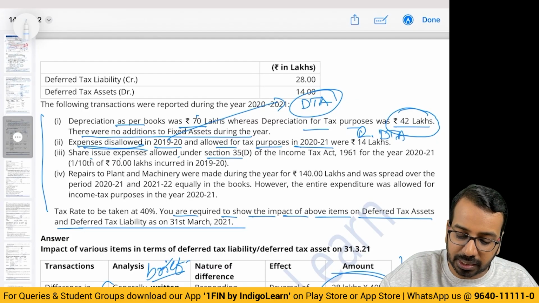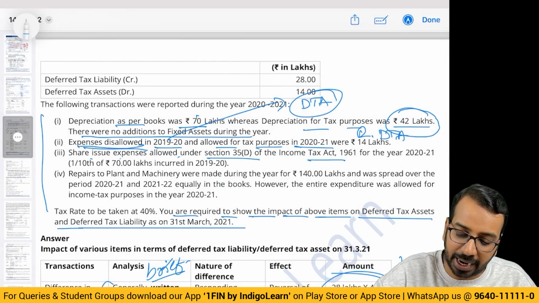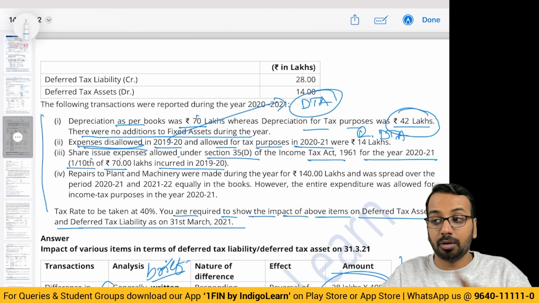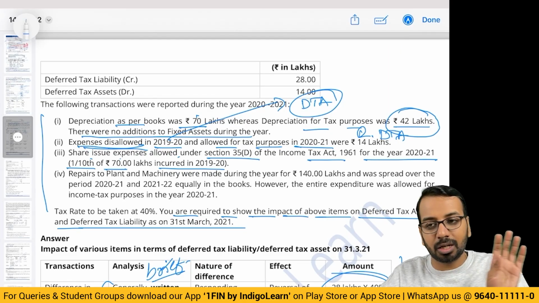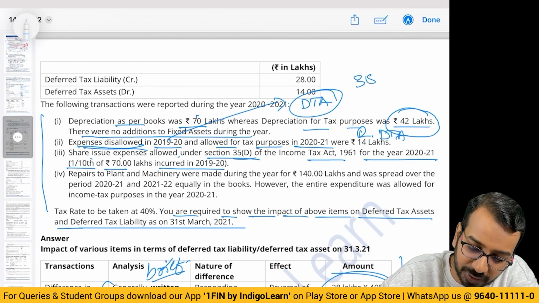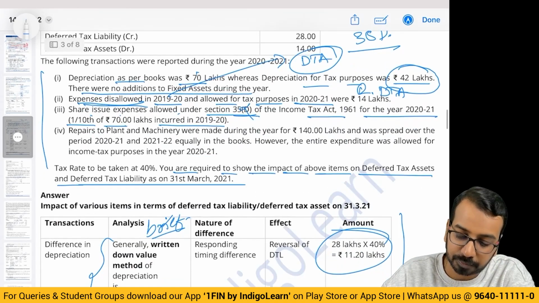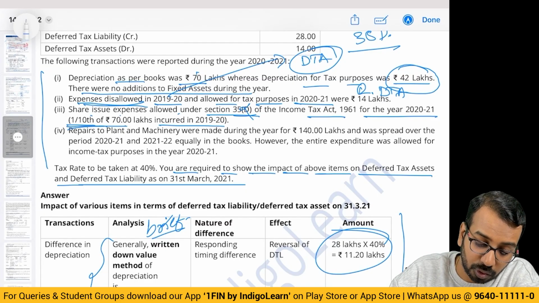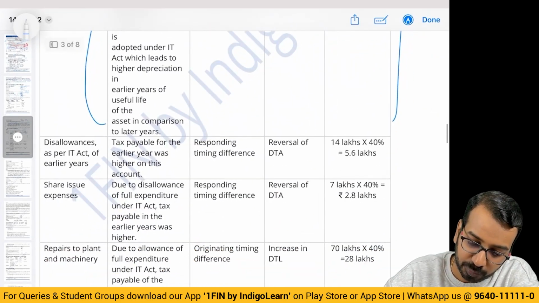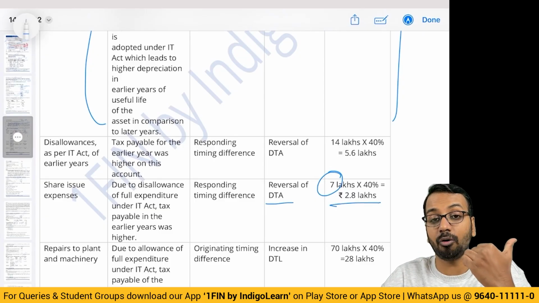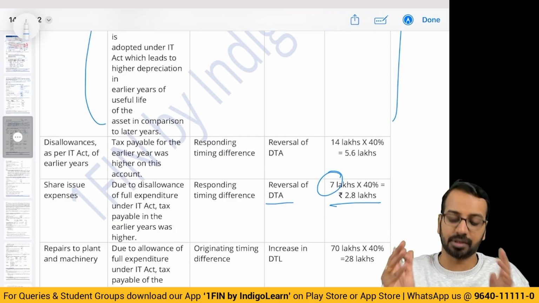Share issue expenses allowed under section 35D of the Income Tax Act for the year 20-21, 1/10 of 70 lakhs incurred in 19-20. Now if you see, 35D allows for how many years? If you remember, over a period of how many years you should allow the share issue expenses as per section 35D? This is 35D, okay, not 35 bracket D. As per section 35D, it is 5 years. Here they are saying 1/10 is allowed. So 1/10 of 70 lakhs is 7 lakhs. To that extent, it is reversed. The year in which it is disallowed, DTA. Year in which it is allowed, reversal.